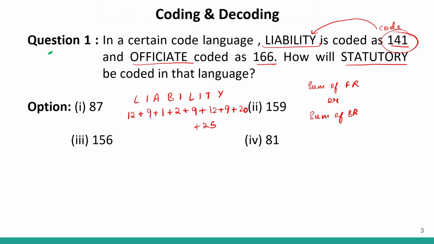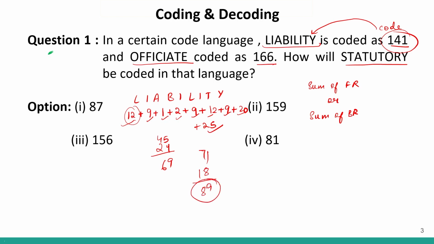So let us find the sum. We have 12, or 9 plus 1 gives us 10, correct? And we have 20, so this will be 30. And then we have 25, so this will be 55. Then we have 12 plus 12, that means 24. So I'll get 79, and I am remaining with 2 and 9, so the sum of the forward ranks is 89.